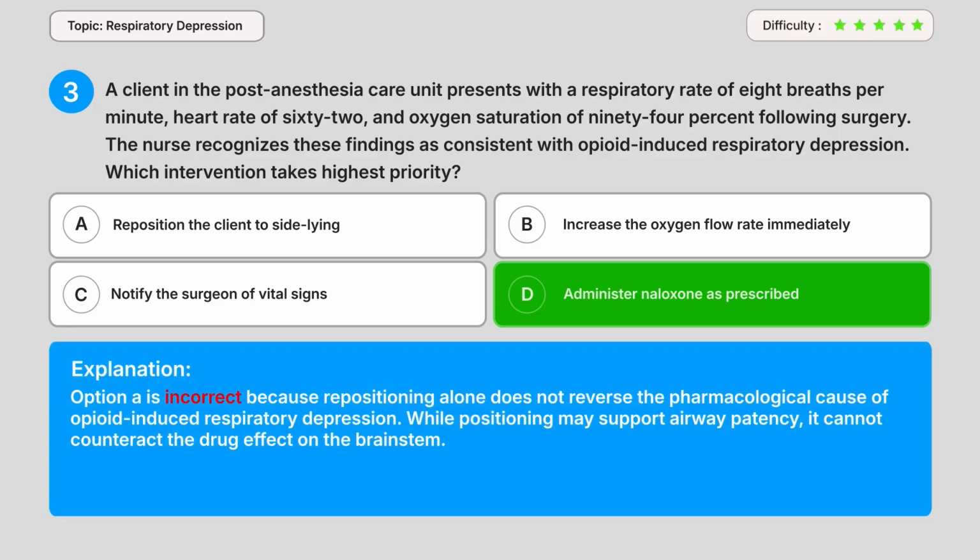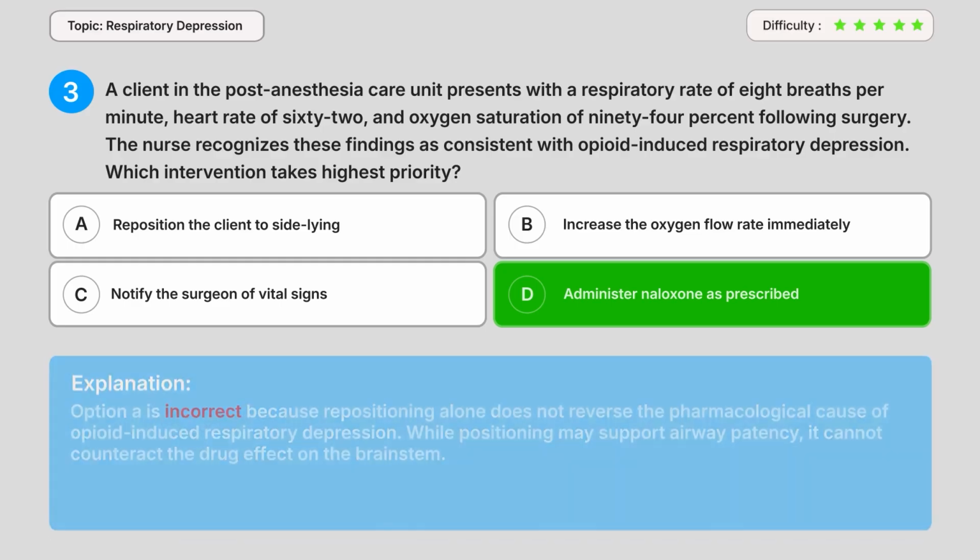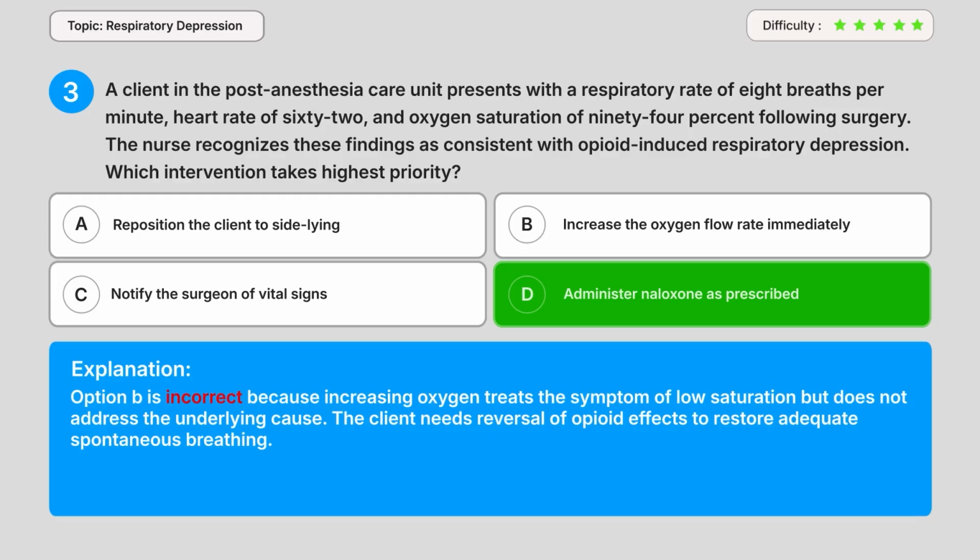Option A is incorrect because repositioning alone does not reverse the pharmacological cause of opioid-induced respiratory depression. While positioning may support airway patency, it cannot counteract the drug effect on the brainstem. Option B is incorrect because increasing oxygen treats the symptom of low saturation, but does not address the underlying cause. The client needs reversal of opioid effects to restore adequate spontaneous breathing.